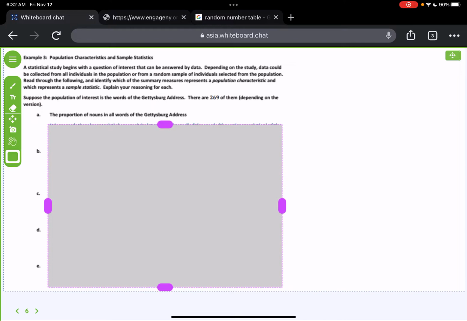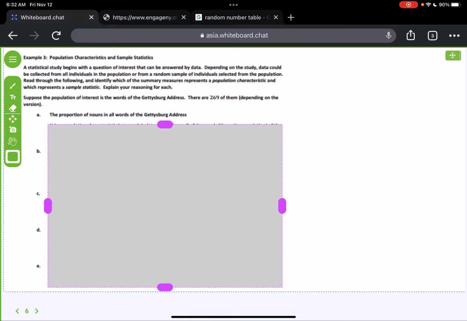Okay, so that's very basic, but it's just, if you're pulling from the population, it's a population characteristic. If you're pulling from the sample, it's a sample statistic. Okay, and the two things are a proportion or the mean, if you're gathering the mean. Now, suppose the population of interest is the words of the Gettysburg Address. There are 269 of them, once again, depending on the version.